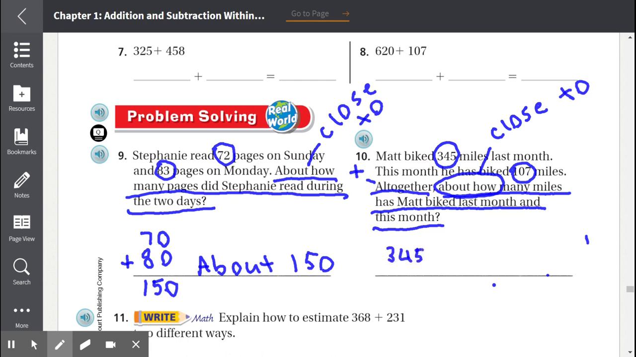Now, if we can round this number to the nearest 10, 345 to the nearest 10. Now, 345 is between 340 and 350. It's exactly in the middle of 340 and 350. Since it's exactly in the middle of 340 and 350, we round it to the bigger number. So we round it to 350 plus 107. If we're rounding to the nearest 10, it becomes 110 because it's between 100 and 110, but it's closer to 110.